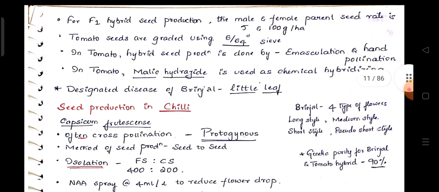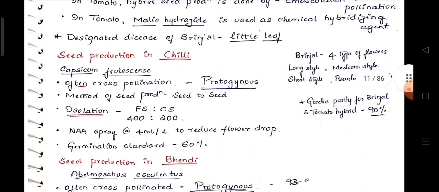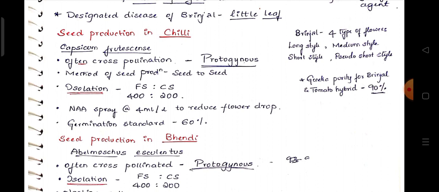For F1 seed production, the male and female parent seed rate is 500 grams per hectare. Tomato seeds are graded using 6 by 64 inch sieve. In tomato, hybrid seed production is done by emasculation and hand pollination. Maleic hydrazide is used as chemical hybridizing agent. A designated disease of brinjal is little leaf. Four types of flowers are found in brinjal: long style, medium style, short style, and pseudo short style. Genetic purity of brinjal and tomato hybrids is 90%.